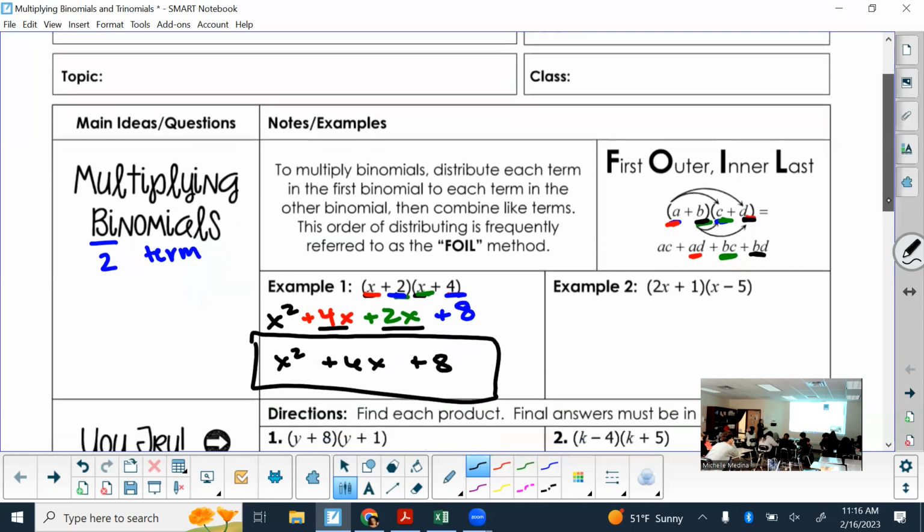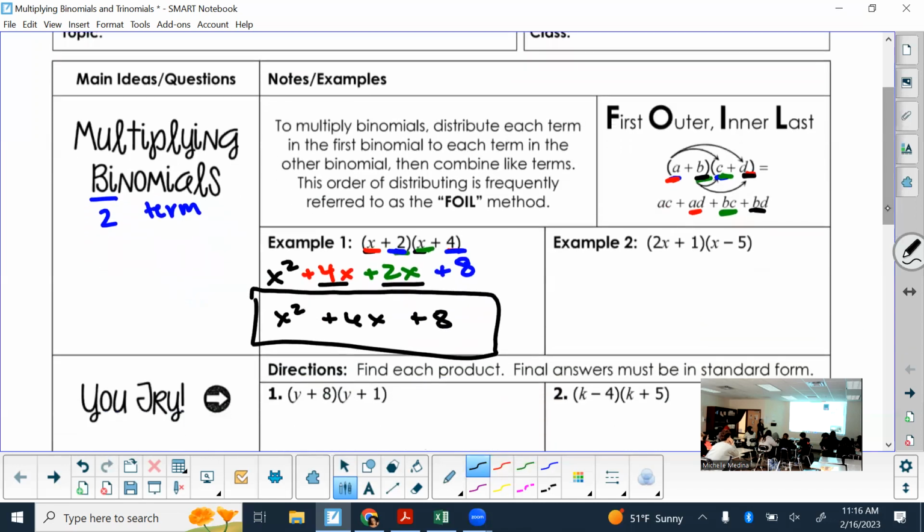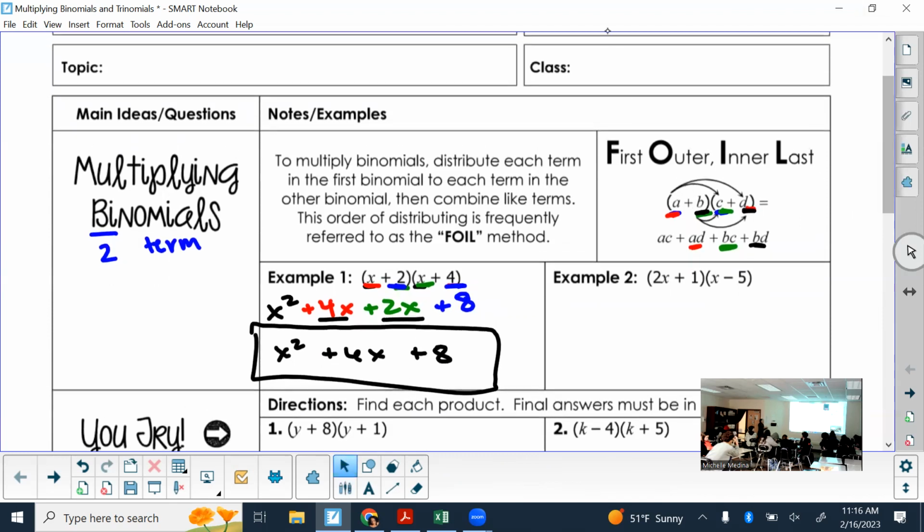Questions, comments, concerns? Can I have you guys try the example 2? That's slightly different, but I think you guys can get it. Okay, so try that. I'll give you about a minute using the FOIL method, and then I'll show you another method that's confusing.